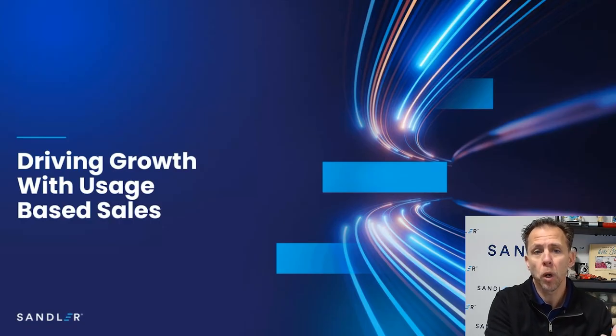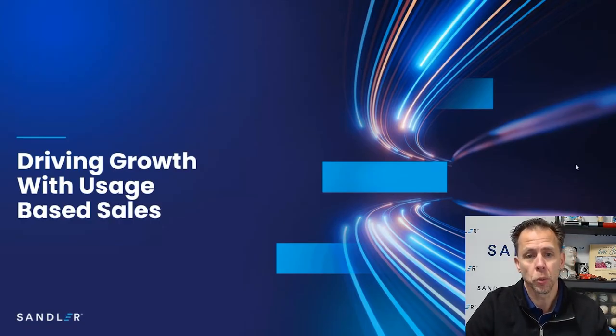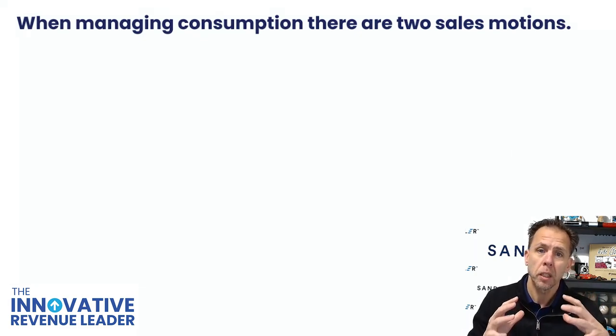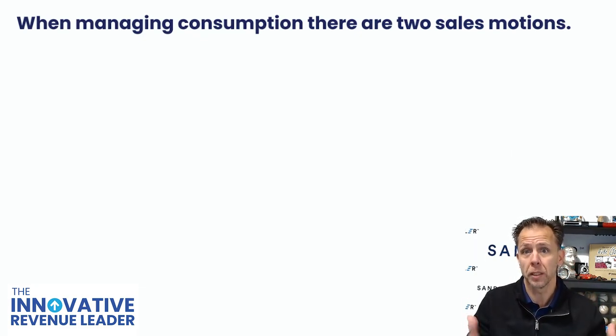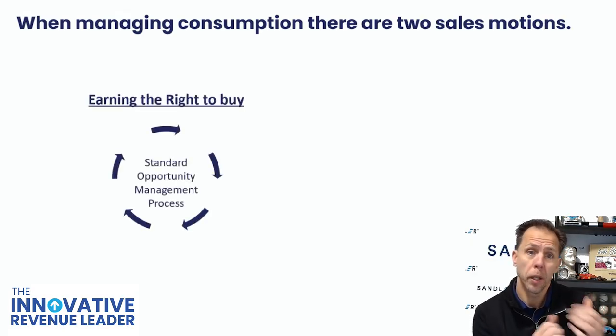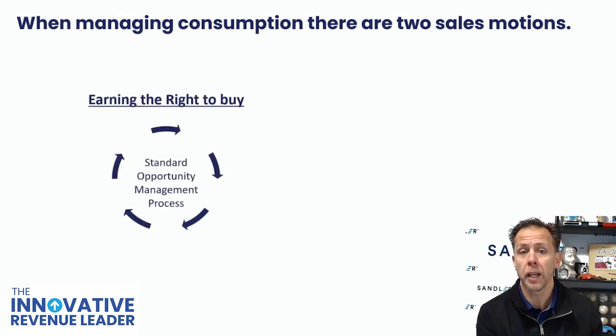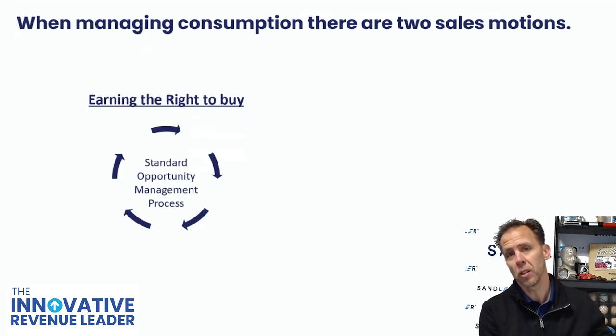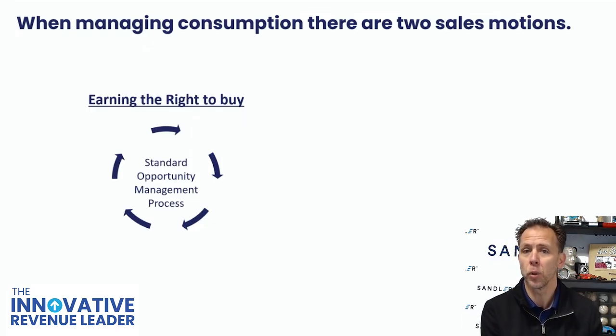The first one that we'll talk to is when you're managing consumption or usage base, there are two different sales motions. The first one is you have to earn the right to buy. This is what you typically see in an opportunity management process. I create the opportunity, I get the customer to agree that they're going to buy from us. In a SaaS model, they buy and then they sign a contract. You can pay the seller on the booking and let them move on to another sale.